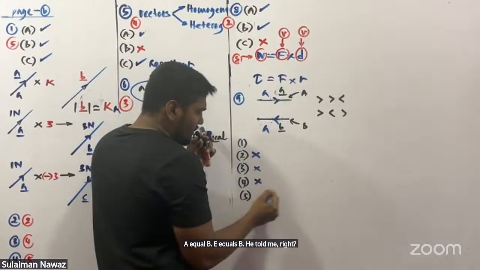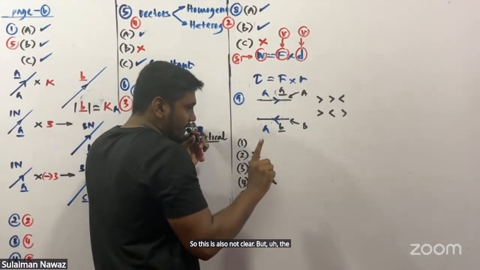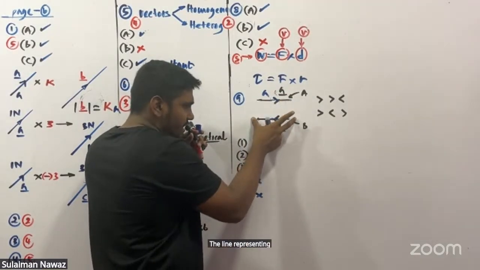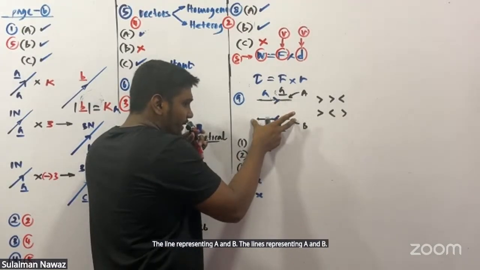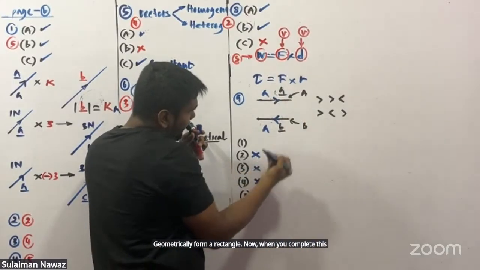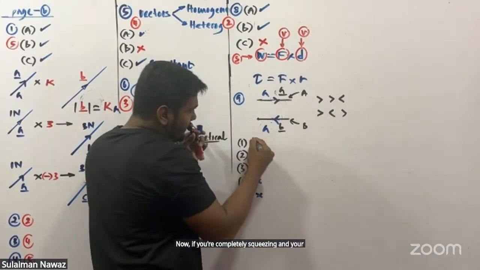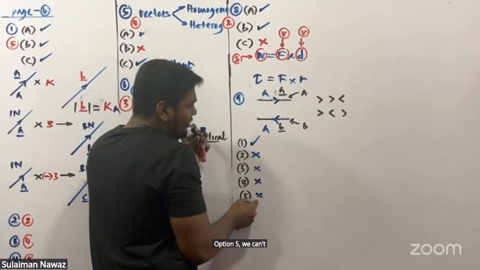Right? So this is also not clear. But the lines representing A and B geometrically form a rectangle. Now, when you complete this, it's creating kind of a rectangle. So, therefore, we can consider option 1 as correct. Option 5, it's not clear.